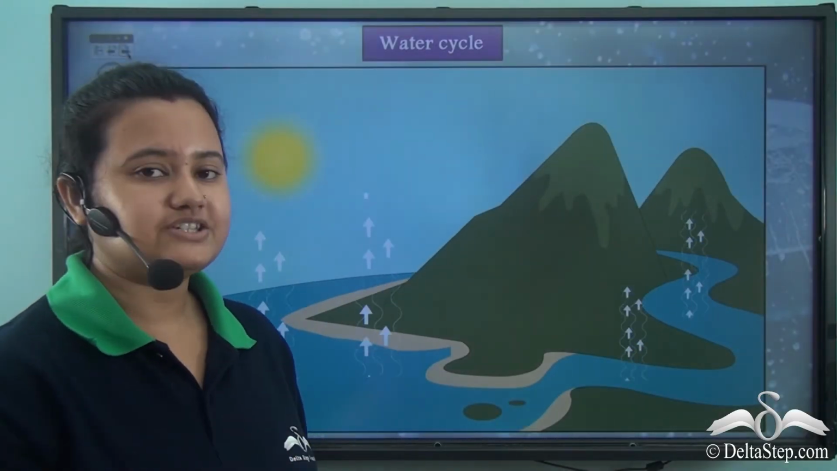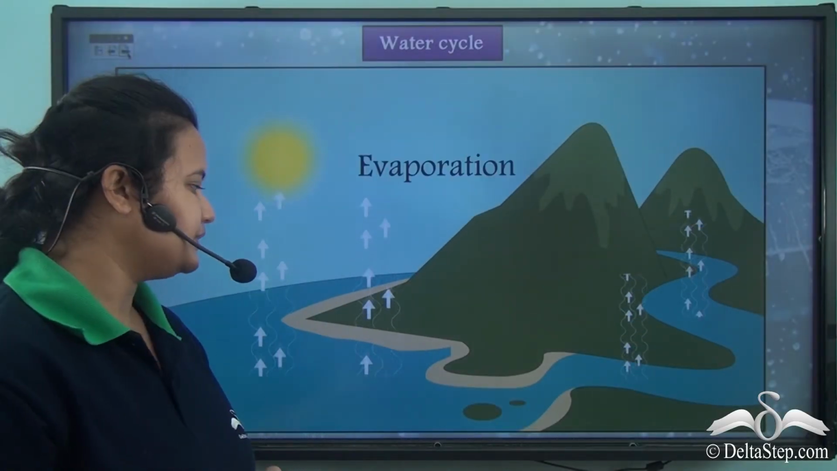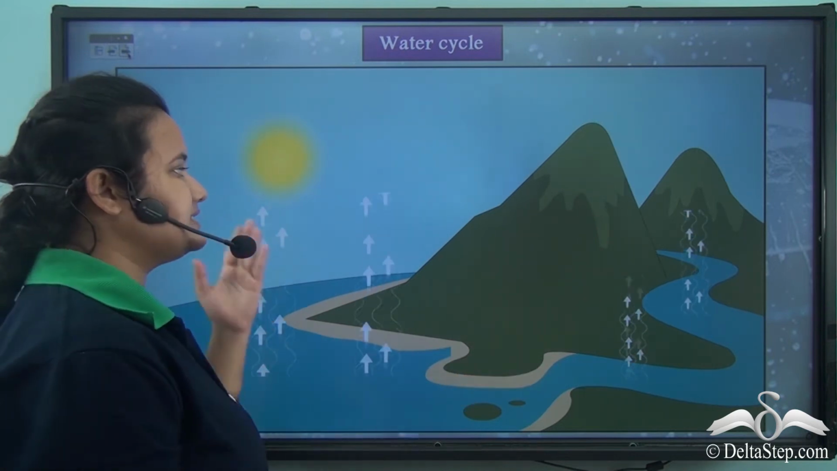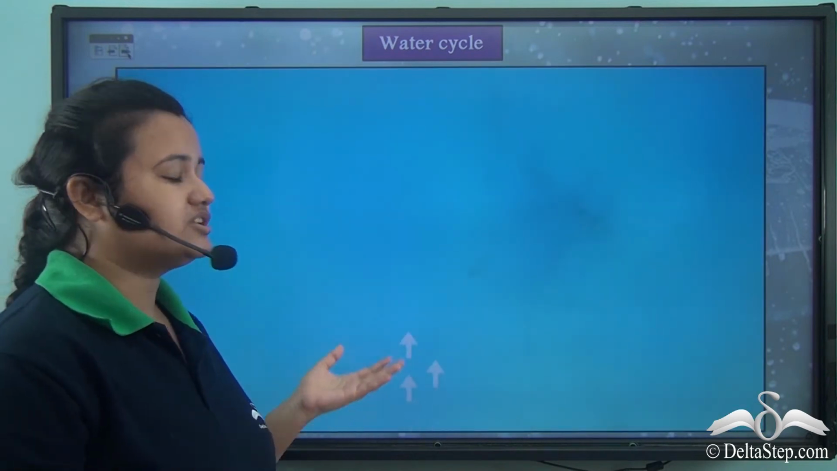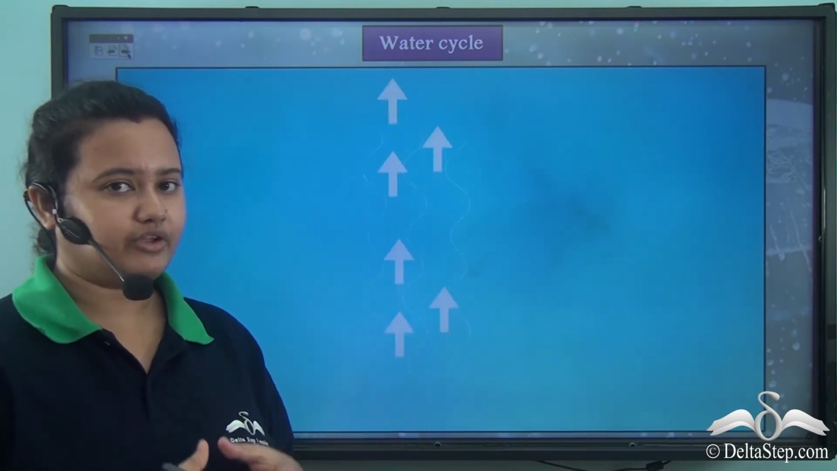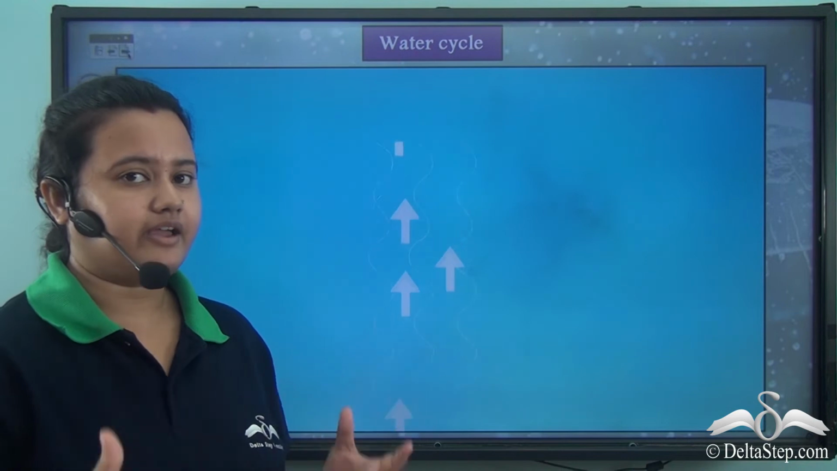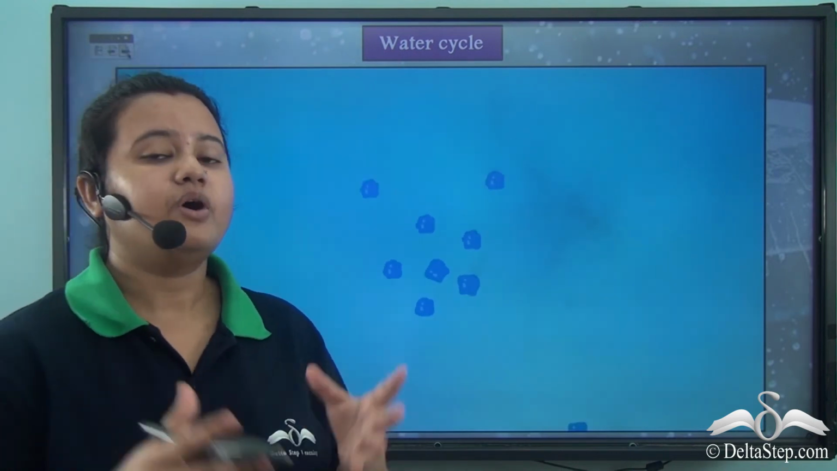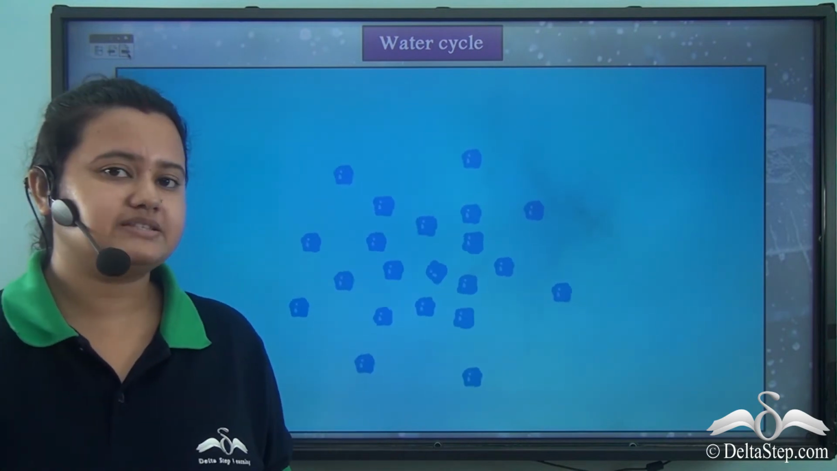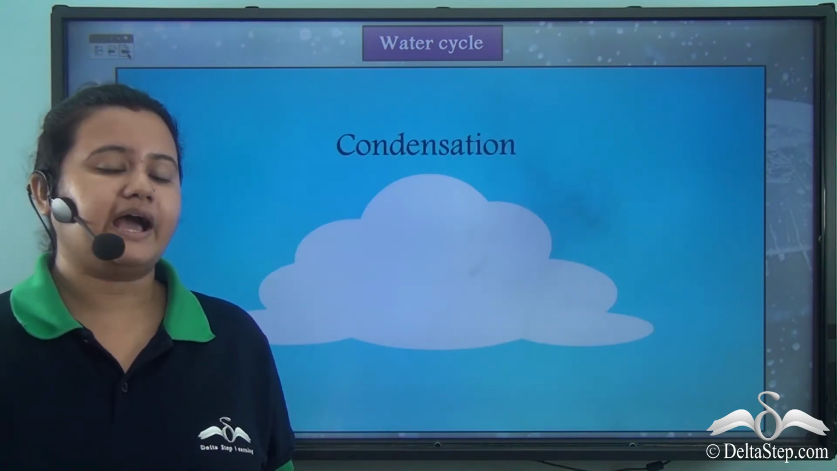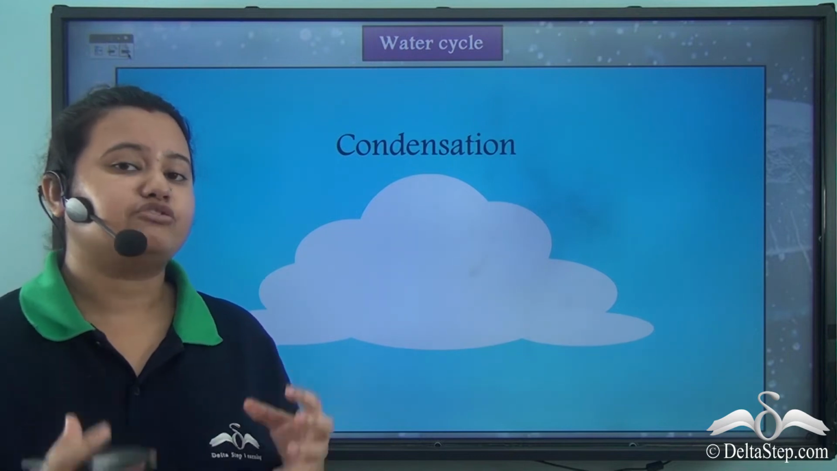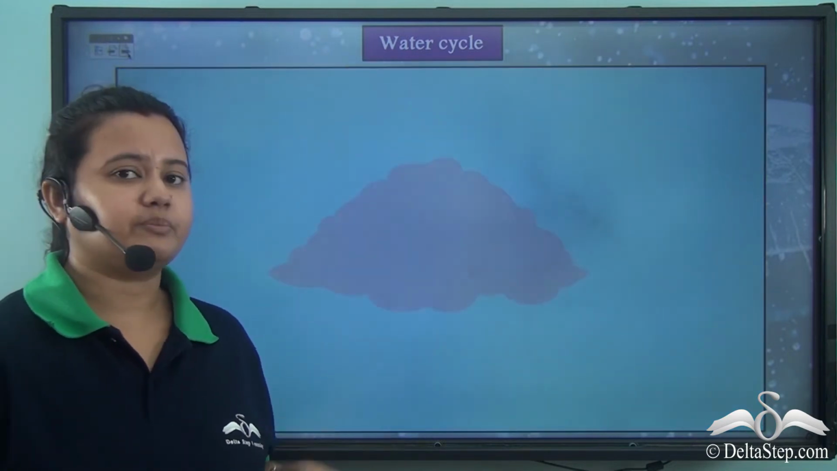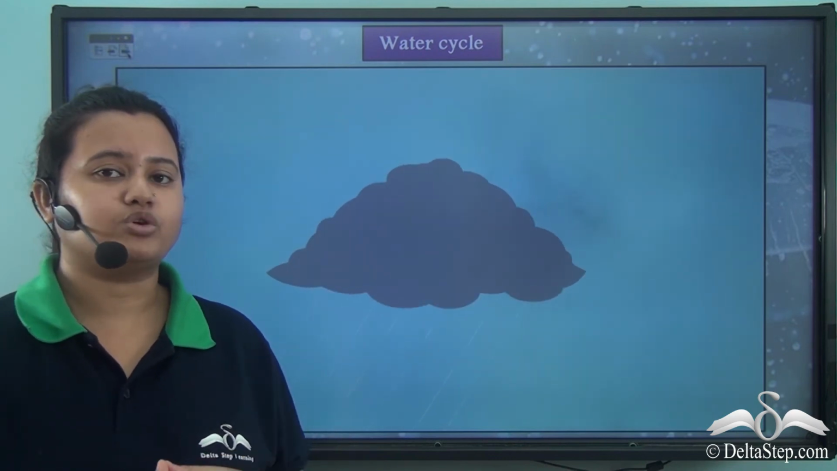We know in nature water is present in liquid state in rivers, lakes, etc. Now as temperature rises, water evaporates as water vapor and mixes with air. This process is known as evaporation. Now air has a certain capacity to hold water vapor at a particular temperature. If air becomes fully saturated, then this water vapor transforms into tiny water droplets.